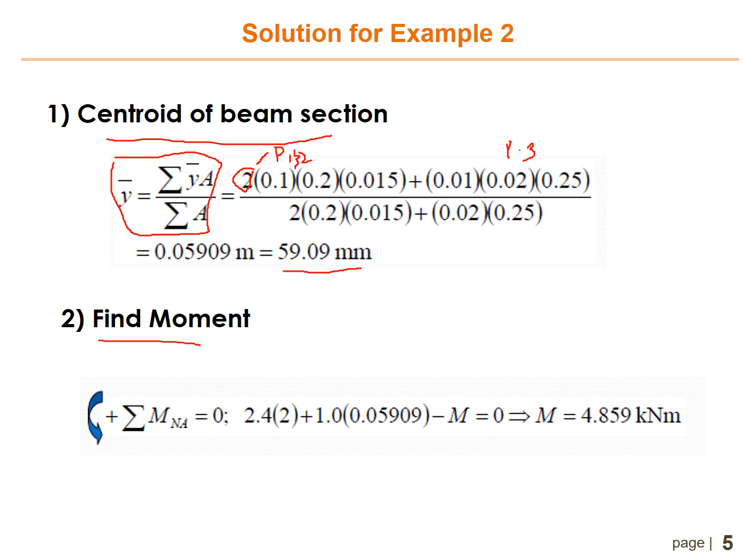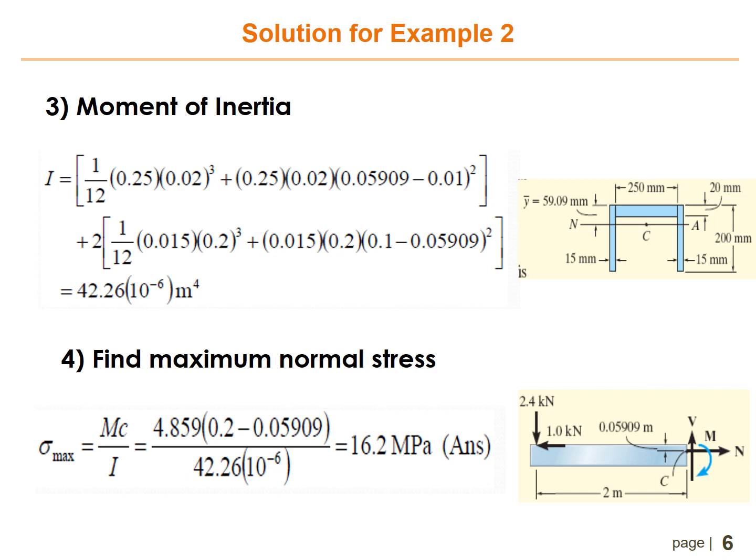The next step, you must find the moment at the support using the equilibrium equation, which is the summation of moment equals 0. So you can find that the moment is 4.859 kilonewton meter. For the next step, you must find the moment of inertia using I equals the summation of I bar plus Ad squared. So the moment of inertia is 42.26 times 10 to the power of negative 6 meter to the power of 4.